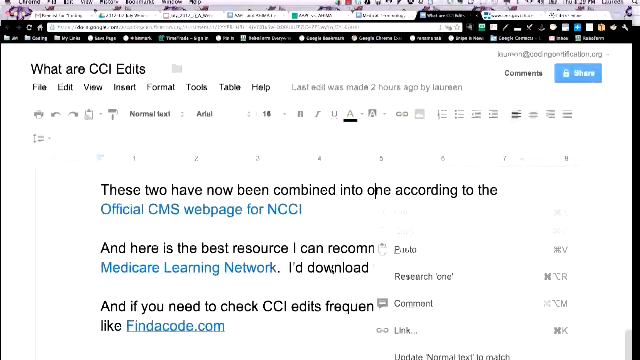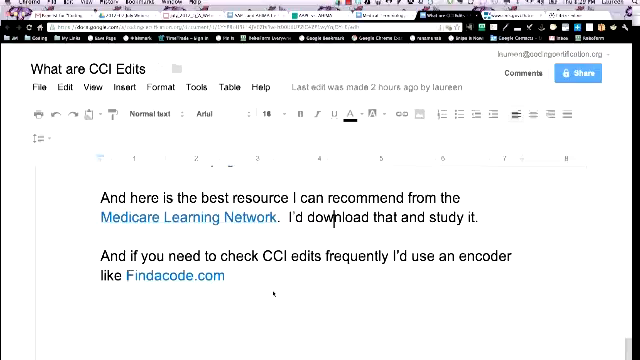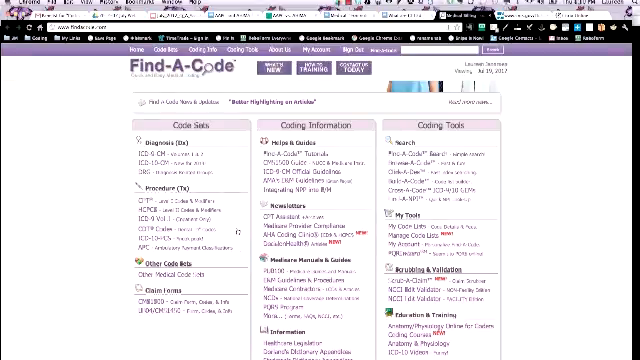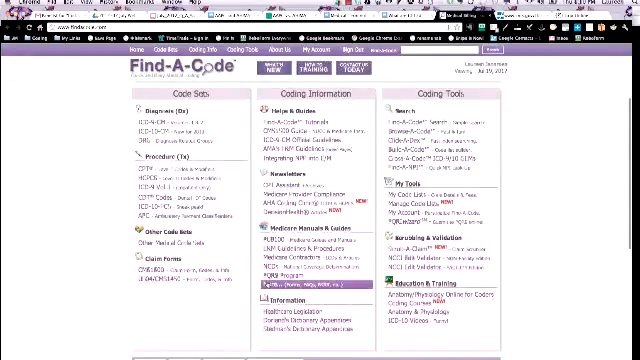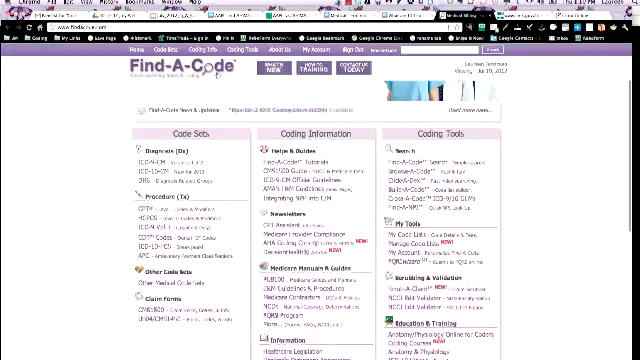Now, another way, this is the way I do it, because honestly, on the CMS website, they have it. It's free. It used to be you had to pay for CCI edits, but it's kind of awkward to use. I like using encoders like Find a Code. It's under More. And findacode.com is an online encoder that I really like. I think because it's purple. That's my favorite color. But I'll show you a way to get this at a discount if you're interested.